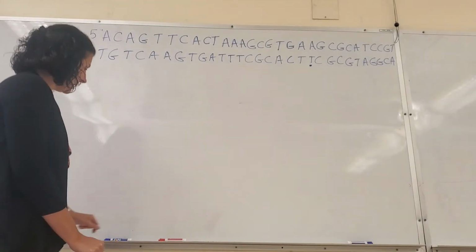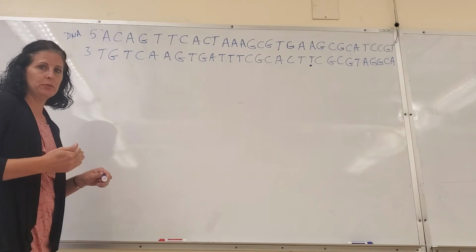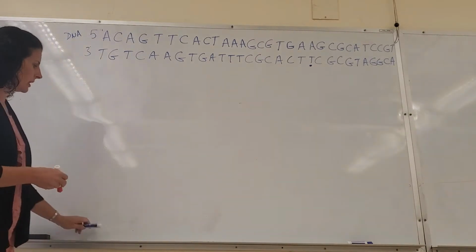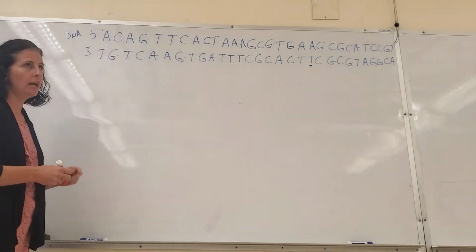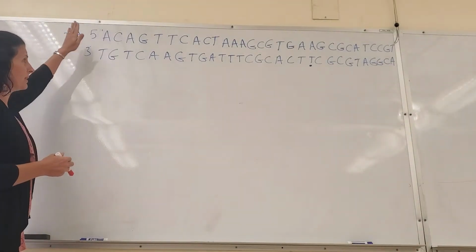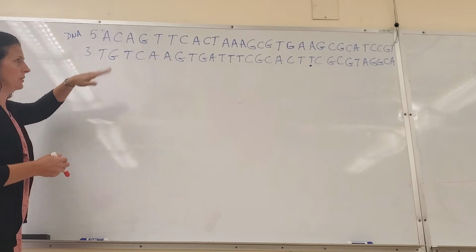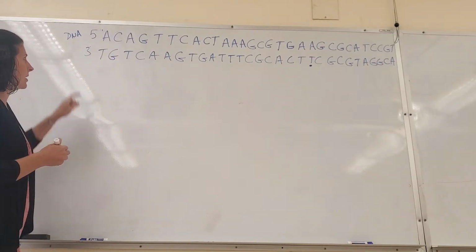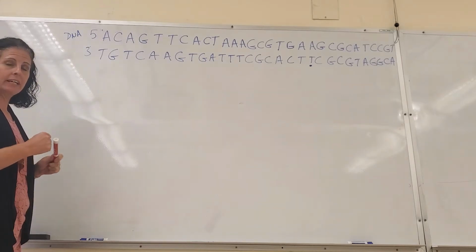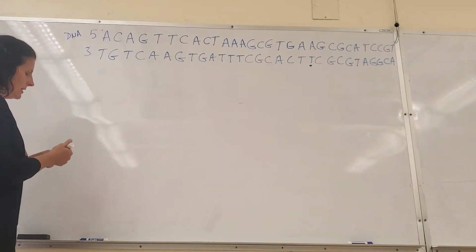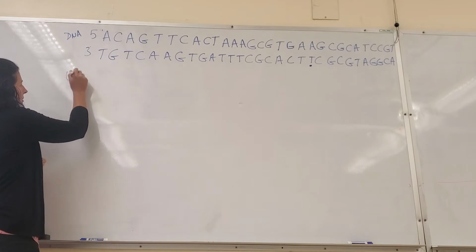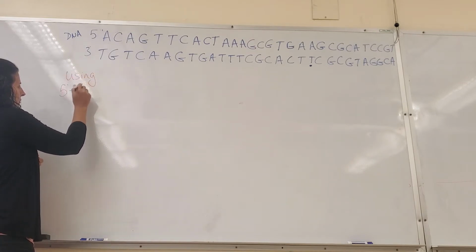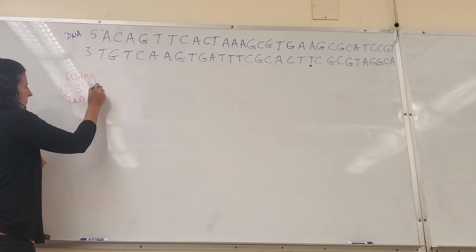Alright, so today we are looking at how to go through transcription and translation. I have already written up here our DNA sequence that we're going to be using. So we have our 5' to 3' strand and our 3' to 5'. We're actually going to start by transcribing the 5' to 3' DNA strand. So we are using the 5' to 3' DNA.